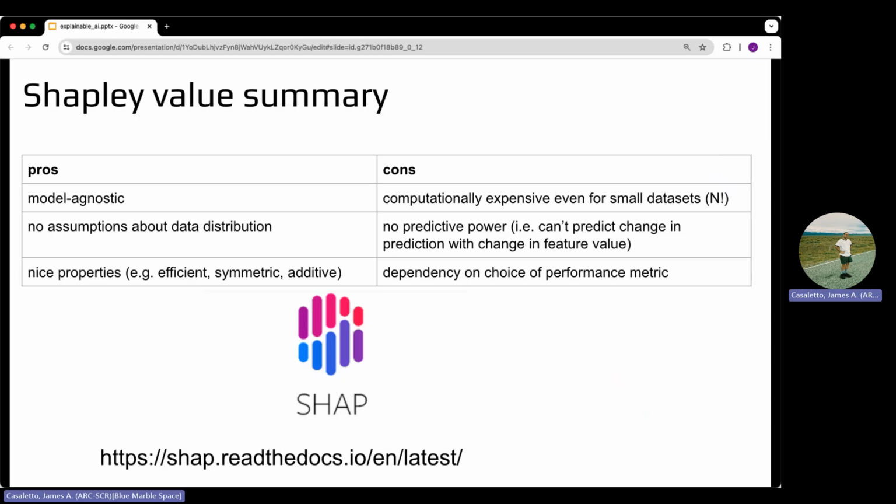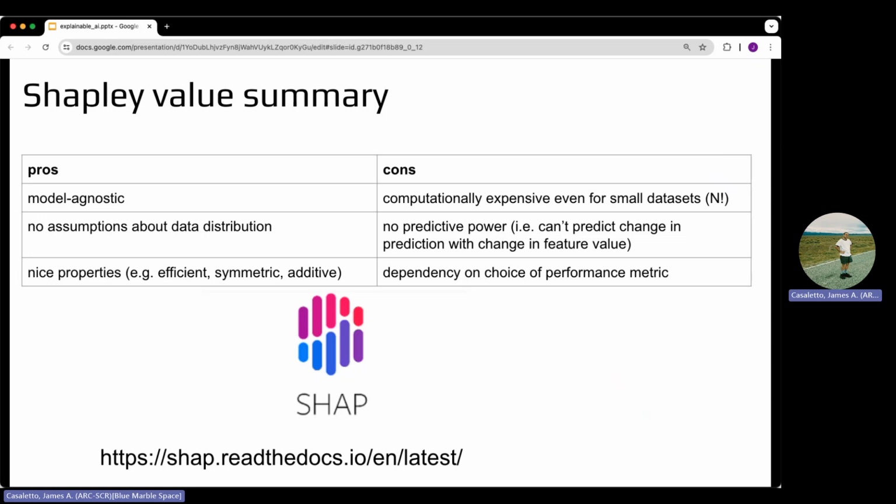Namely, they are efficient. In other words, all the payout is accounted for with all the Shapley values. They're symmetric. In other words, if two features have the same importance, then they have the same Shapley value. And they're additive. If you have two different models, you can add their Shapley values together to get a cumulative sum across multiple models. The cons of Shapley values include that it's very computationally expensive, even for small data sets. And if you recall back from the formula, we have to look at n factorial permutations of all the features.